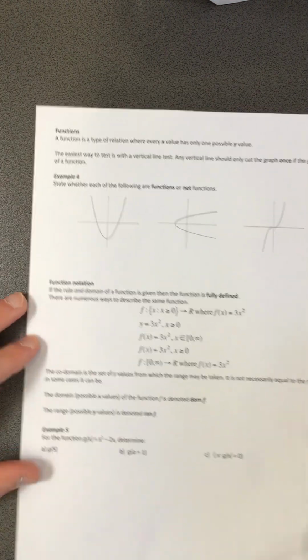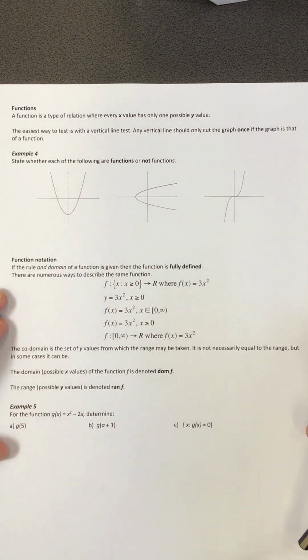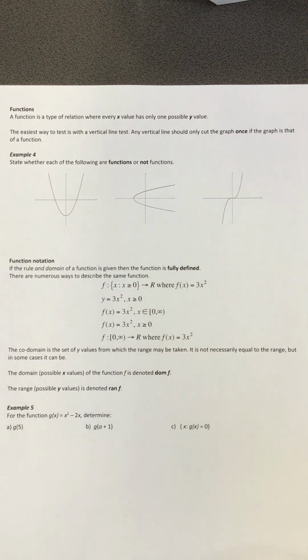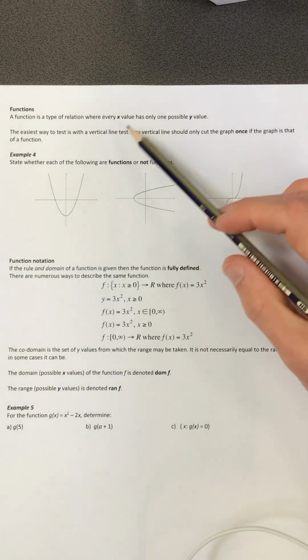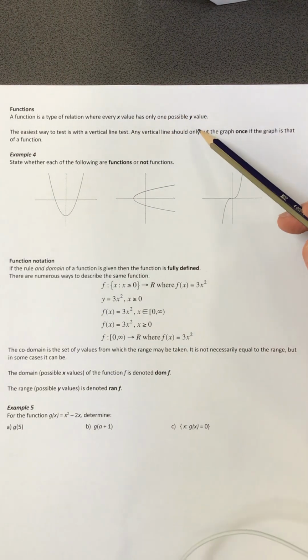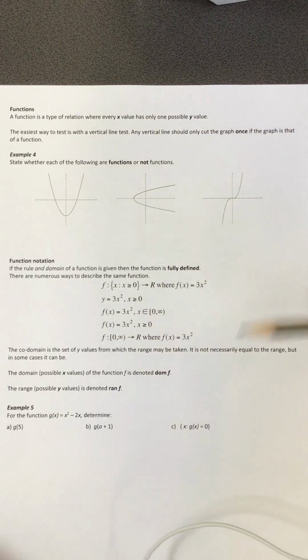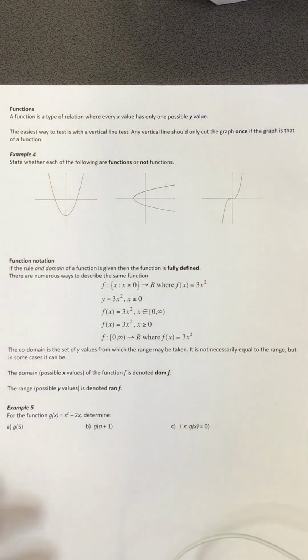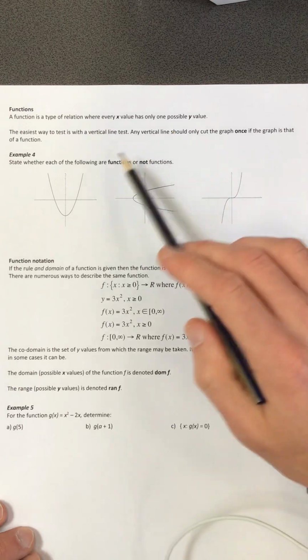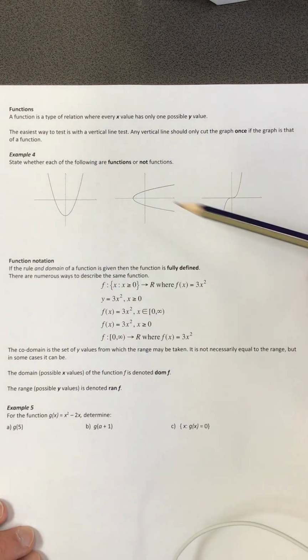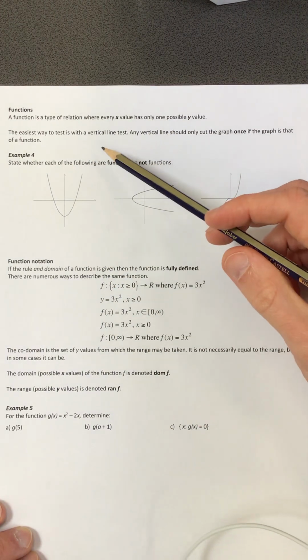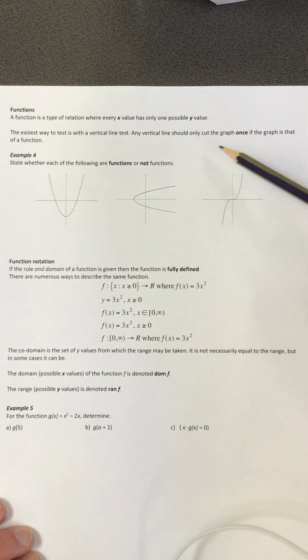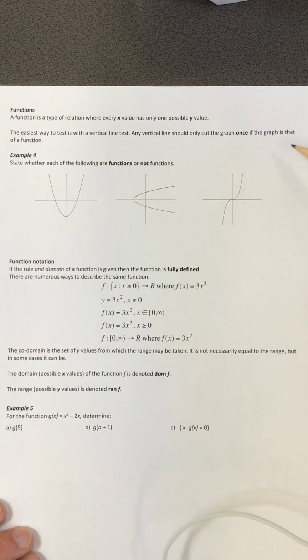All right, functions. Functions are pretty important. In fact, most of the graph types and rules that we study in Methods will be functions. The definition of a function is that it's a relation where every x value has only one possible y value. In other words, if you sub in any x number, only one y number can come out. The easiest way to test whether something's a function is to have its graph and then use the vertical line test. The idea is that any vertical line should only cut the graph once if the graph is a function.